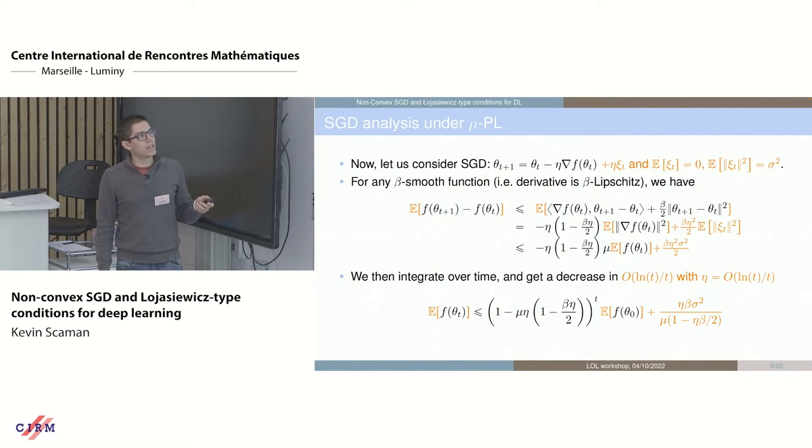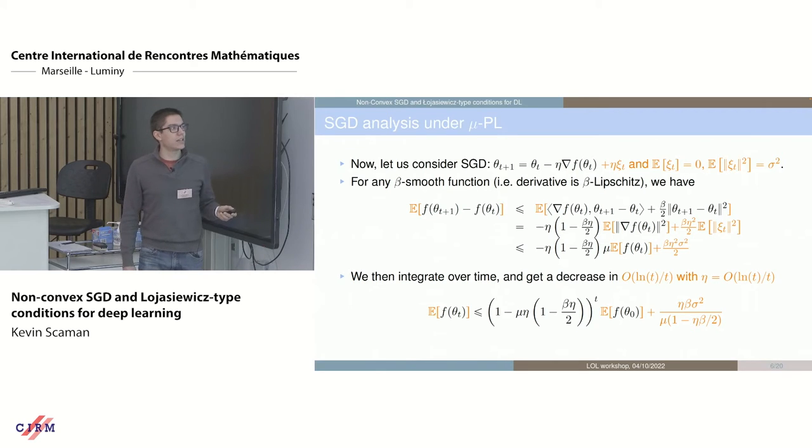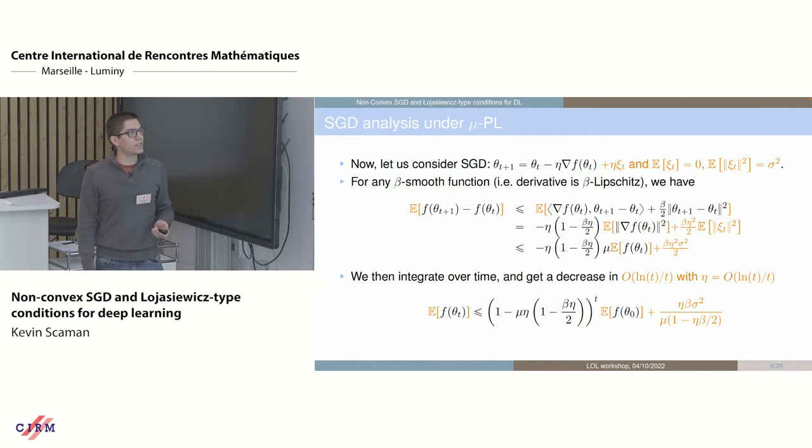You have a term here that is equal to zero because of the expectation of the noise being equal to zero. And you end up with a second term here that is going to depend on the variance of the noise. Okay. Now the important thing is that you have an eta square here instead of an eta here. So when you solve the recurrence relationship for this new equation, what you get is again an exponential decrease. But then this noise term can be reduced by selecting a step size eta that tends to zero. Okay, so that's a very, very standard analysis.